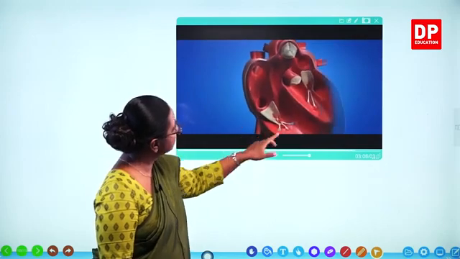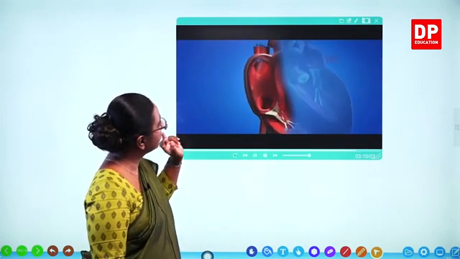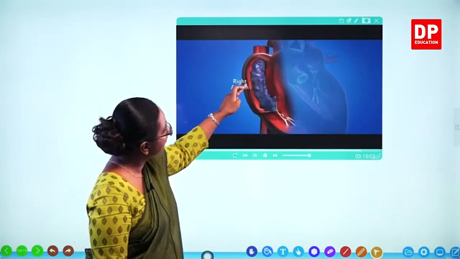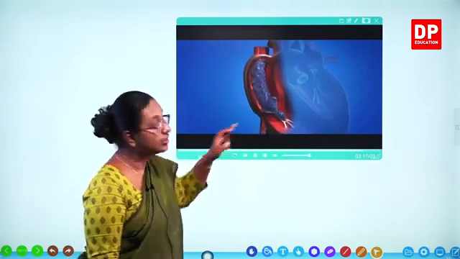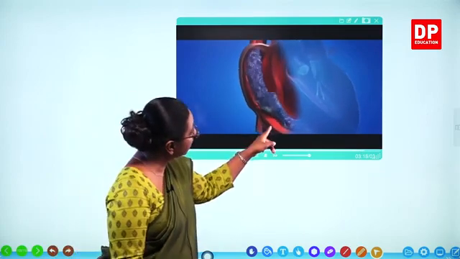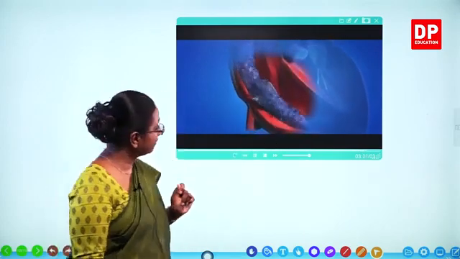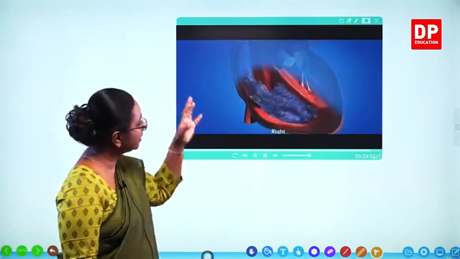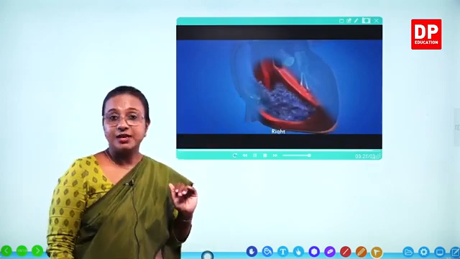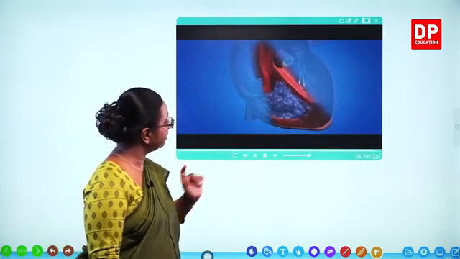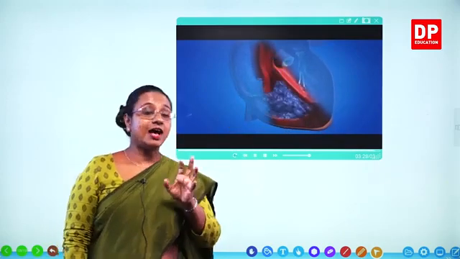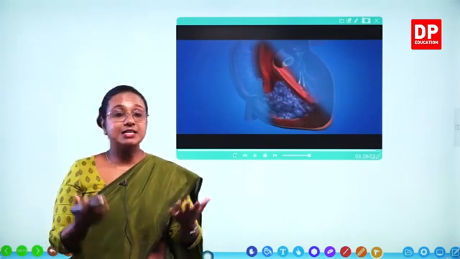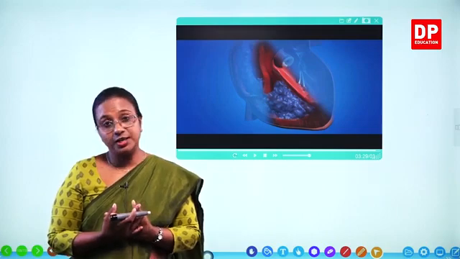So, here is the structure of the heart again. This is how blood flows into the right atrium, from the right atrium through the tricuspid valve into the right ventricle. So, that is one complete circulation of blood throughout the body. So, with that, I am sure students you would have understood how blood is circulated throughout the body.